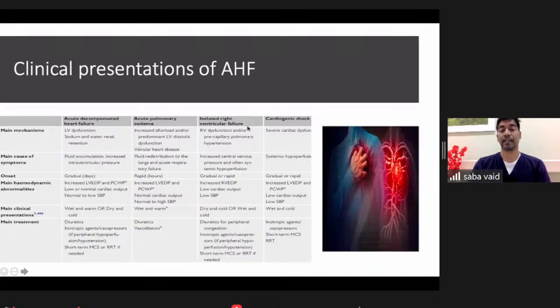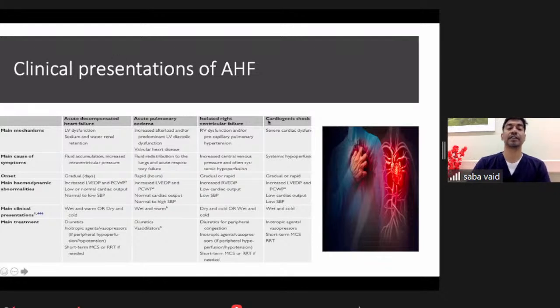And the third category is isolated right ventricular failure. Most of the time, it can be due to ischemia or due to a cor pulmonale, secondary to a lung problem like a pulmonary embolism, where you have an isolated right ventricular failure. And lastly, those patients who present with cardiogenic shock, a complete failure of the heart with very poor perfusion as well as pulmonary edema.